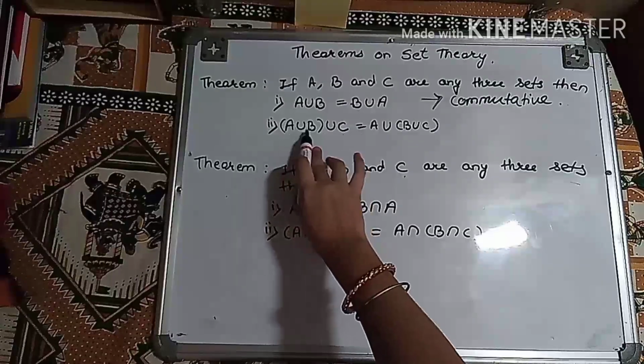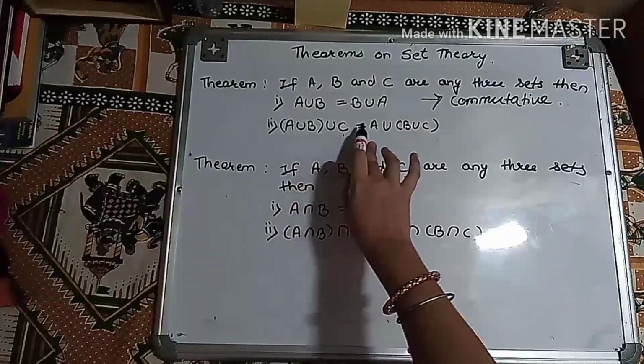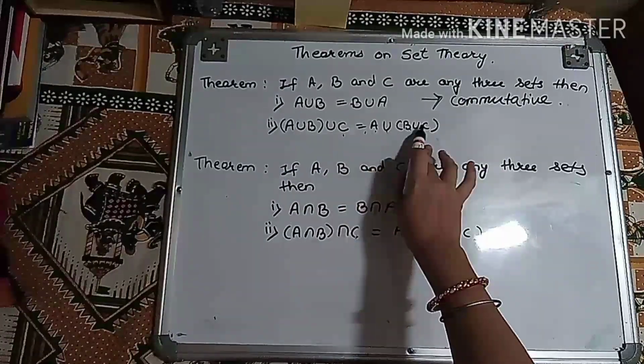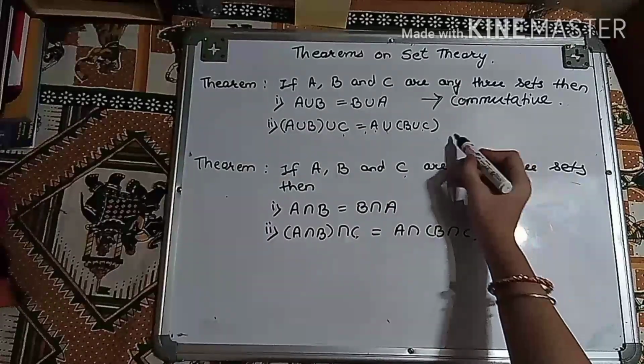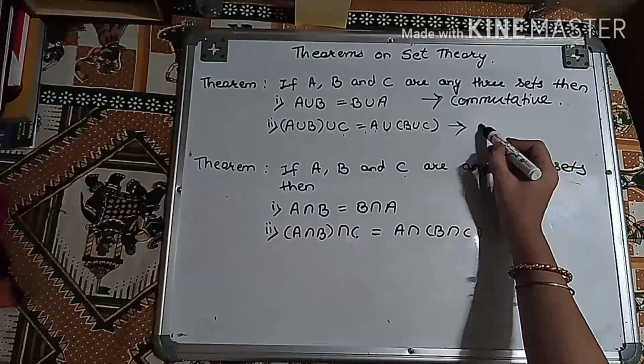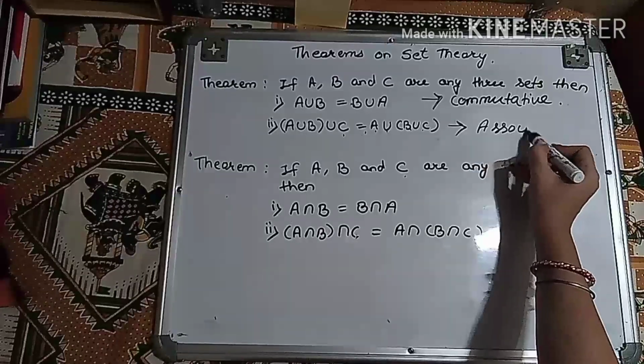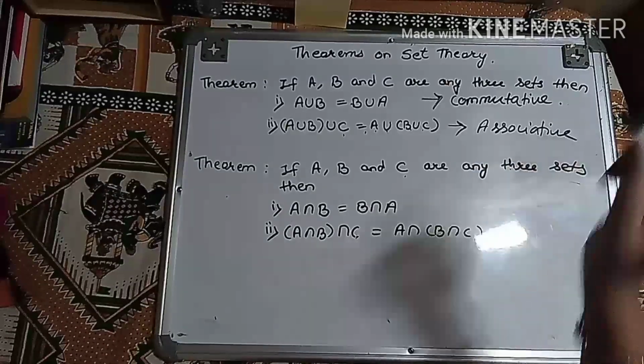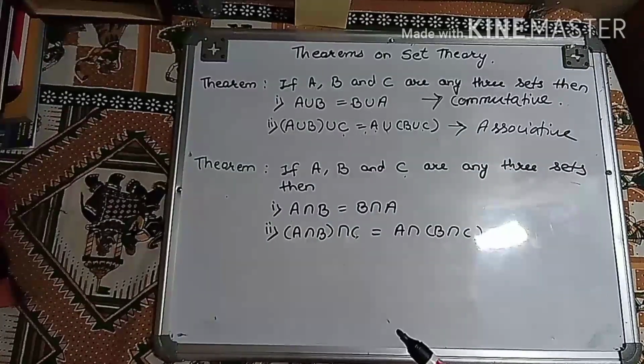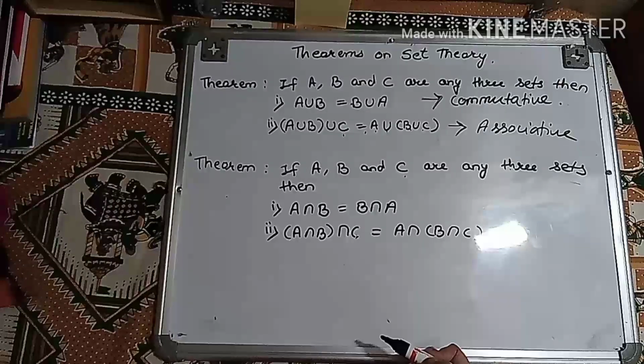And next, (A union B) union C is equal to A union (B union C). This means that union is associative. Similarly, intersection is also commutative and associative.